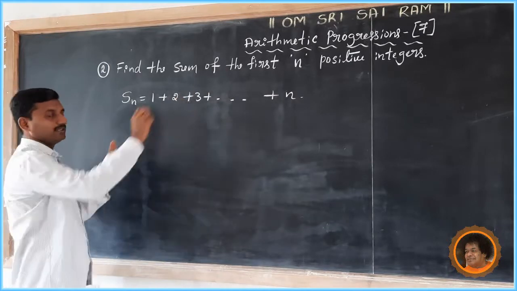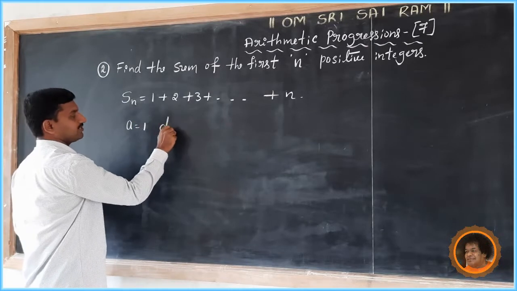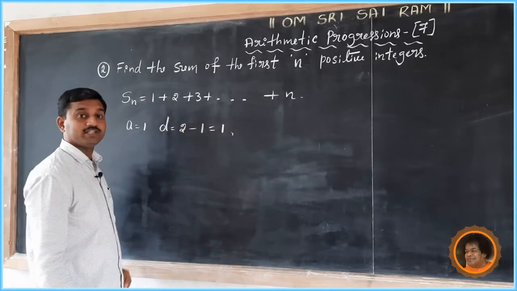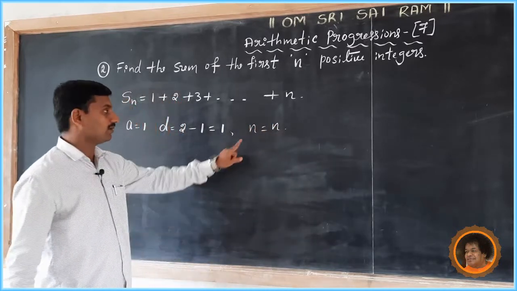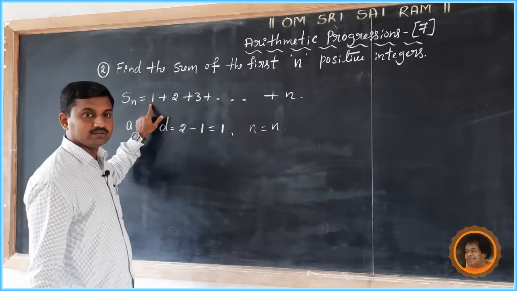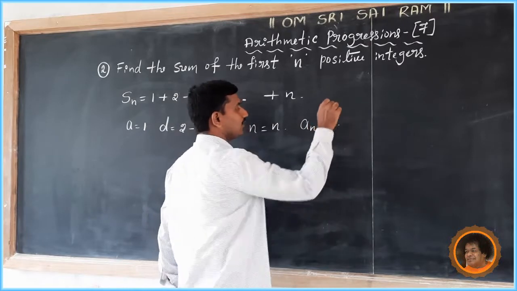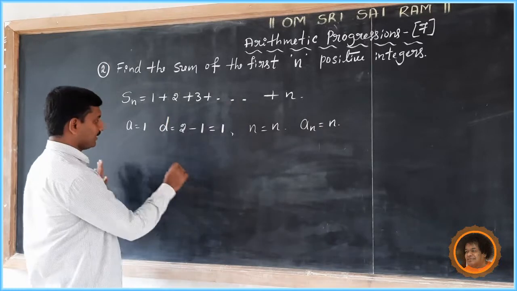So the list of numbers are in AP. The first term a is 1, common difference d equal to second term minus first term equal to 1. How many terms are there? The number of terms is n. Here the first term is 1. What about the last term? The last term an is also n. Now how to find the sum?